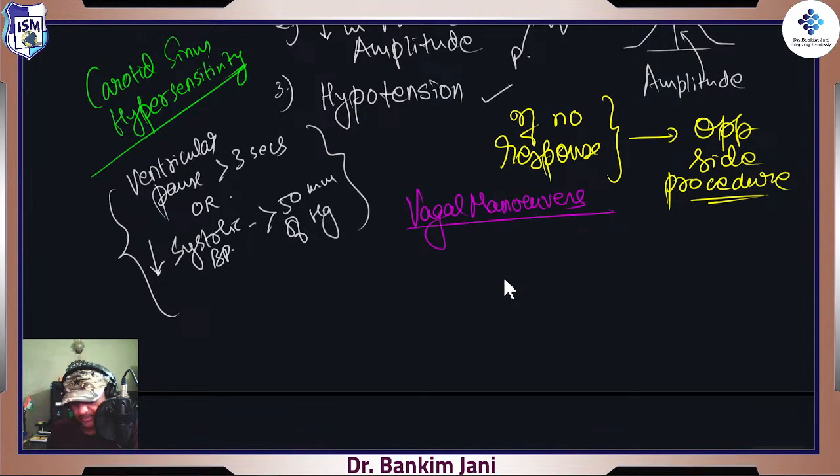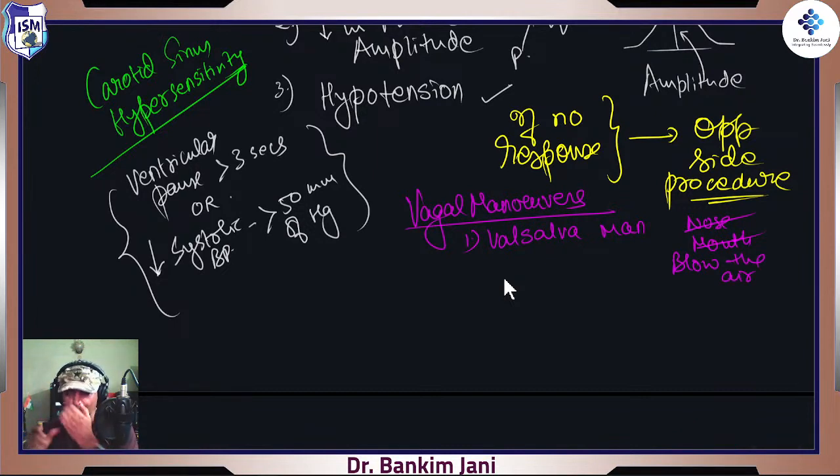Vagal maneuvers really slow down the heart rate. What else could it be? One very common one is the Valsalva maneuver. In that, what one has to do is close the nose, close the mouth, and then try to blow the air. That is the Valsalva maneuver, and that would be slowing the heart rate.